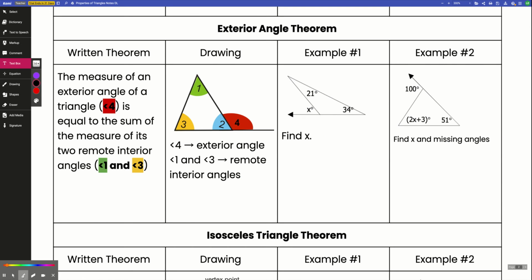All right, folks, so here we are. This is the exterior angle theorem. Okay, so here's what this says. Well, first, let me tell you a little bit about exterior angle. So an exterior angle is exactly what it sounds like.